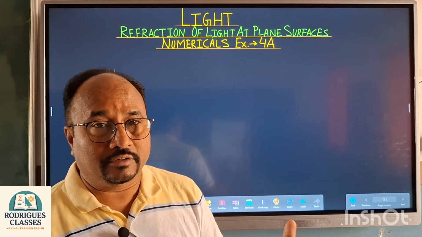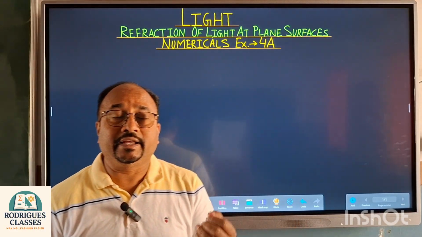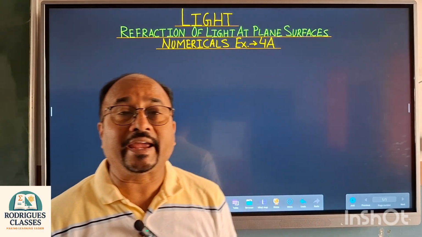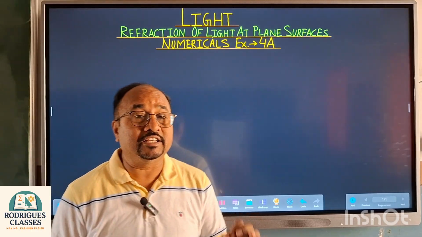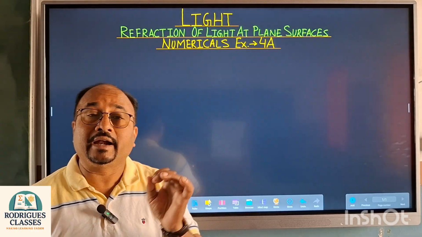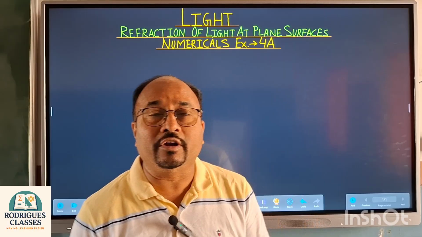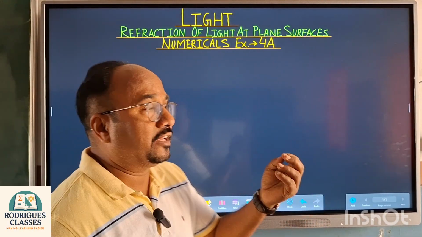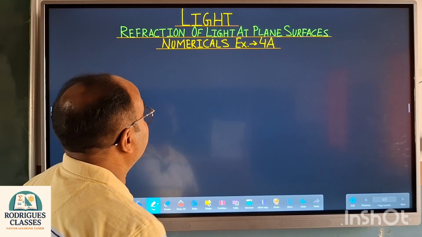So we know that first of all we come to the refractive index part when we see the laws of refraction, where one of the laws says that the ratio of the sine of the angle of incidence to the sine of the angle of refraction is always constant, and that constant we call refractive index.